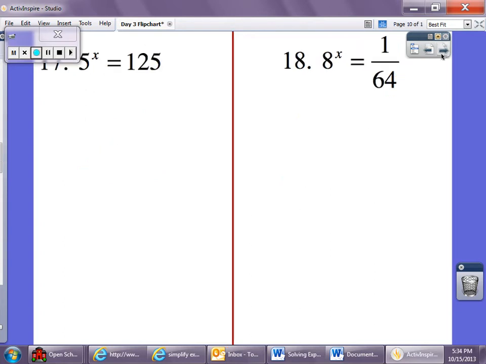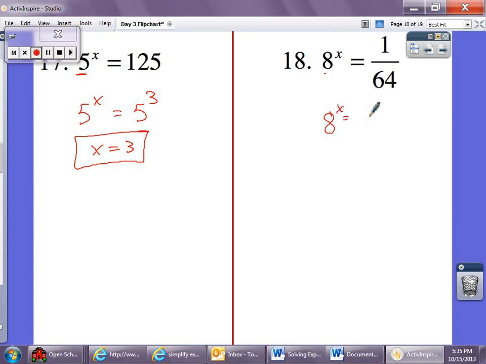If we look at 17 and 18, well, 5 to the x, we're looking for a base of 5. If you look at the 5s, you're going to find 125, so that's going to be 5 to the third power. So x is going to equal 3. If we look at the next one, base is 8. So we're going to look at the 8 column, and we're going to find that 1 over 64 is going to be the same thing as 8 to the negative second. Bases are the same, so x is going to equal negative 2.